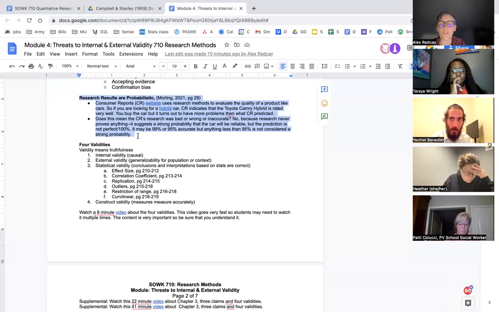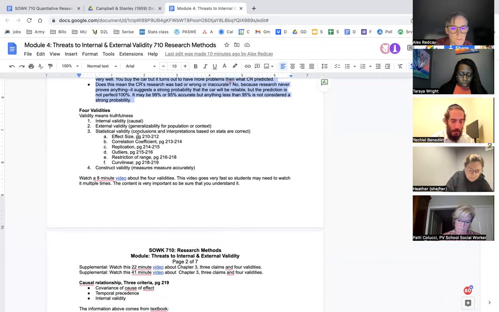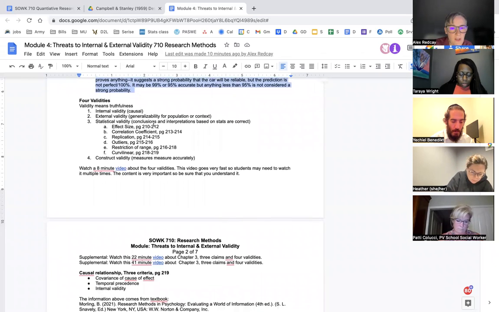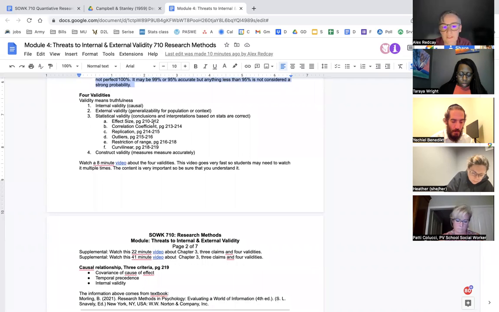Okay, so when we think about research, we prove nothing and everything is probabilistic. Okay, so it is more likely to be true. Okay, so now it's the 4 validities. There's internal validity, which means inside the research study, were the methods good?